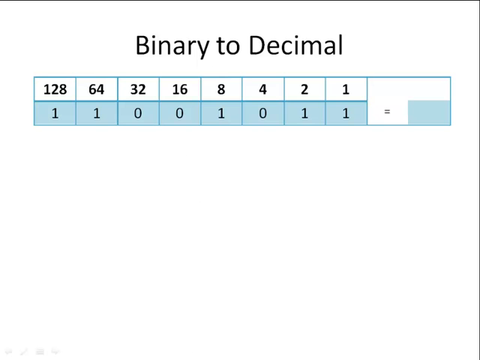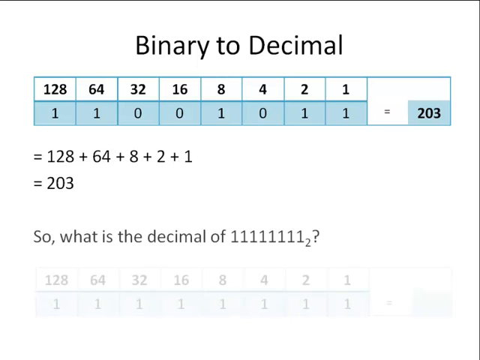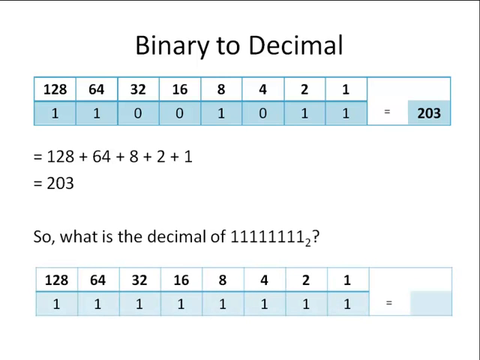And so to calculate this binary value, we simply have to add up the number wherever there is a 1 in the appropriate column, which will give us 128 plus 64 plus 8 plus 2 plus 1, which is 203, and that's our answer. So what would the decimal of 11111111 be?